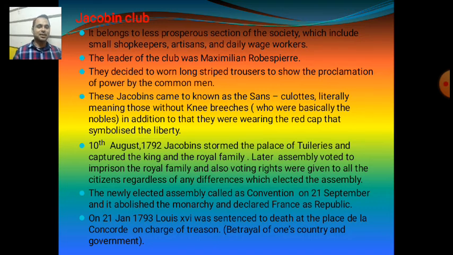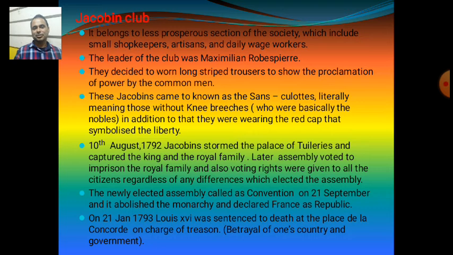Okay. Now, on 10th August 1792, the Jacobins stormed the Palace of Tuileries and captured the king and the royal family. Later, the assembly voted to imprison the royal family, and voting rights were given to all citizens regardless of any differences, who elected the assembly. The newly elected assembly, called the Convention, met on 21st September, abolished the monarchy and declared France a republic.